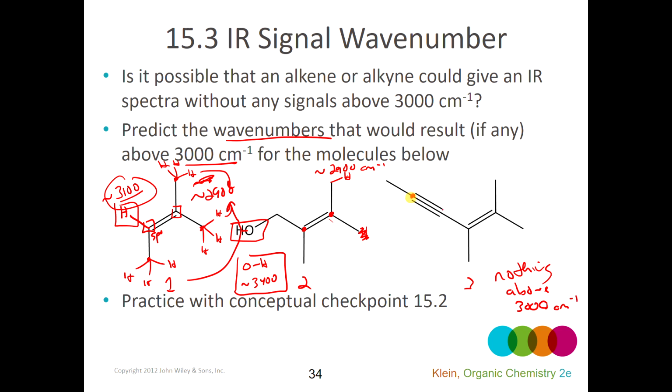Each sp and sp2 hybridized carbon does not have any hydrogens. The only hydrogens here are bonded to sp3. And so if the only type of CH bond is on an sp3 hybridized carbon, I only expect to see signals around 2,900, nothing above 3,000. So make sure you can answer questions related to that.